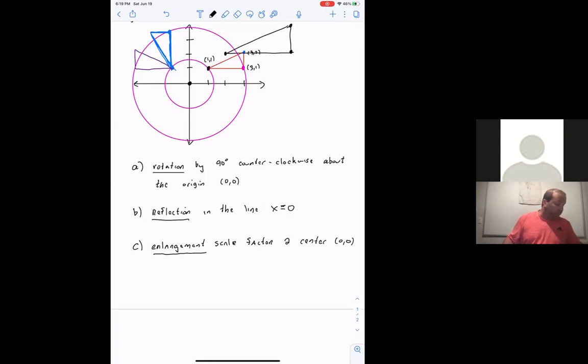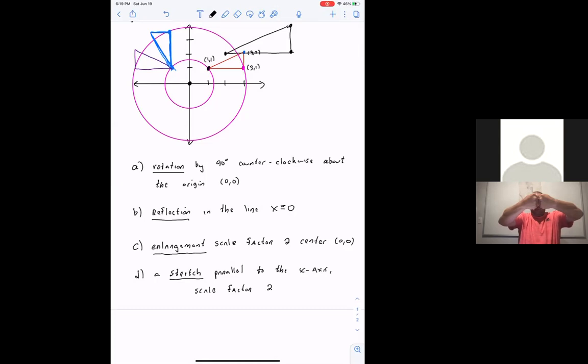And then the fourth one is D, a stretch parallel to the x-axis, scale factor 2. What is a stretch parallel to the x-axis? That means here's the x-axis. We're stretching it this way. It's not an enlargement where both x and y stretch, but rather it's a stretch parallel to the x-axis.